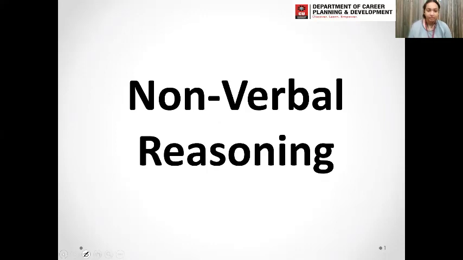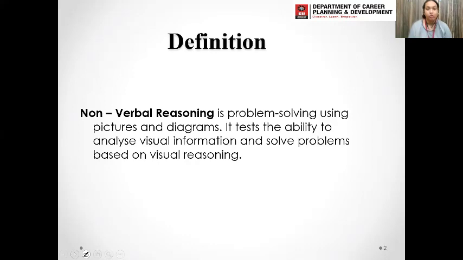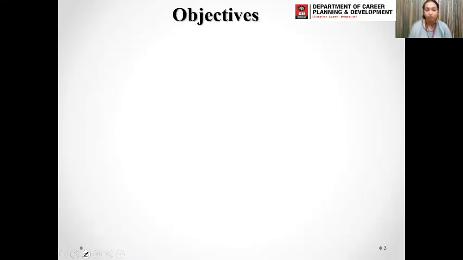So let's see what actually is non-verbal reasoning. Non-verbal reasoning is basically problem solving with pictures and diagrams. So no paragraph is available here. You only have to see, visualize the pictures and solve the problems. It is aimed at students who think their visual impact is really great, and it checks the ability of students who can think more through images than through words.